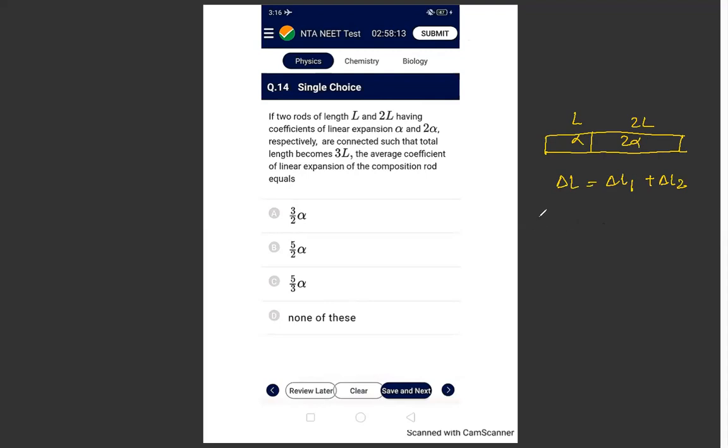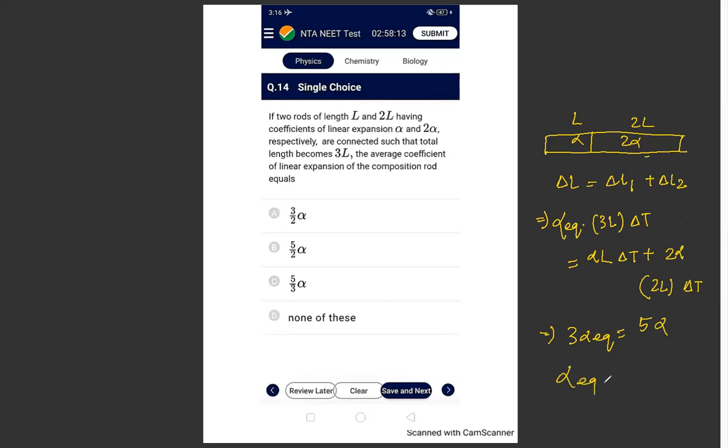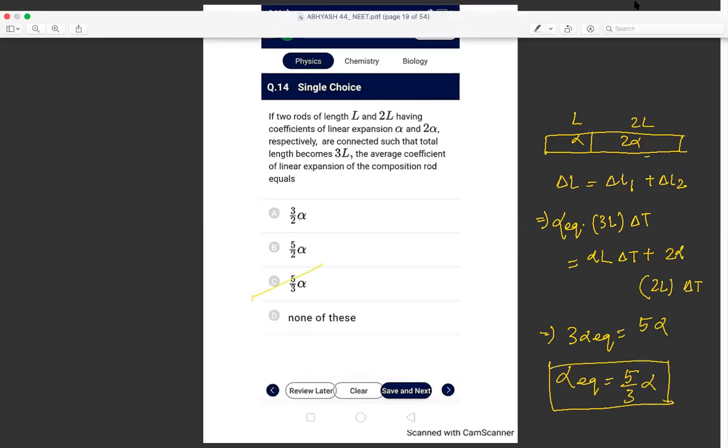We are going to write the equivalent average coefficient of linear expansion, that is alpha equivalent. Total length is 3L del T. Del L1 is going to be written as alpha L del T plus 2 alpha, because for the second one it is 2 alpha, original length is 2L del T, because they all are heated to the same temperature. So 3 alpha equivalent is coming as 5 alpha. So we are going to write alpha equivalent is equal to 5 by 3 alpha. Okay. So that is option C.